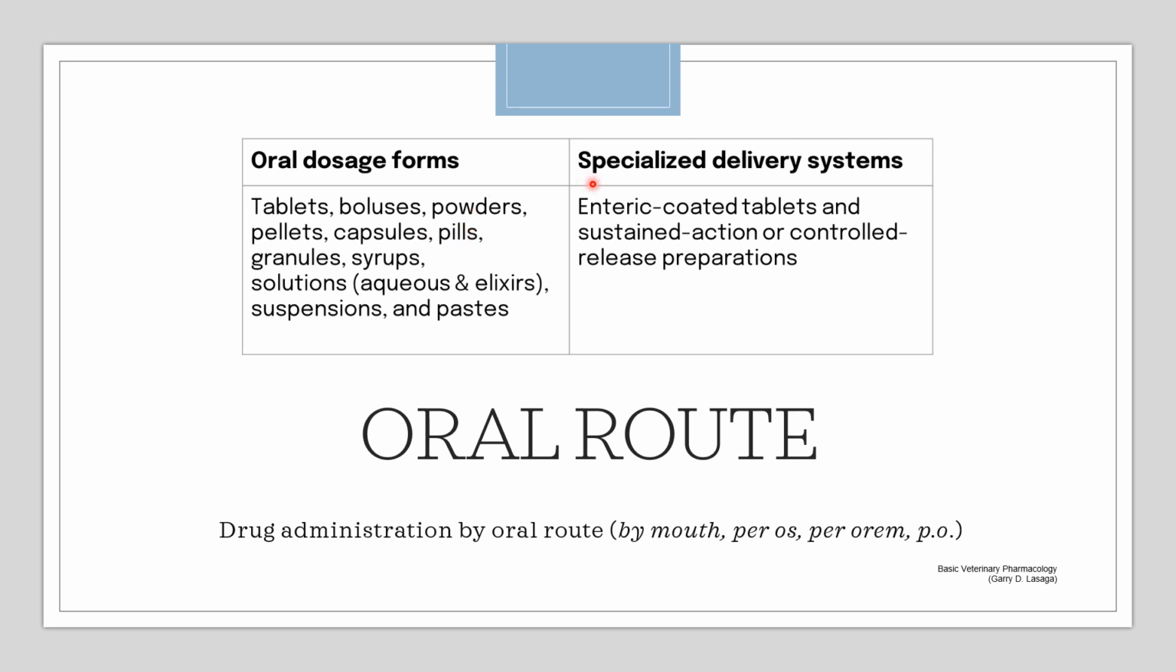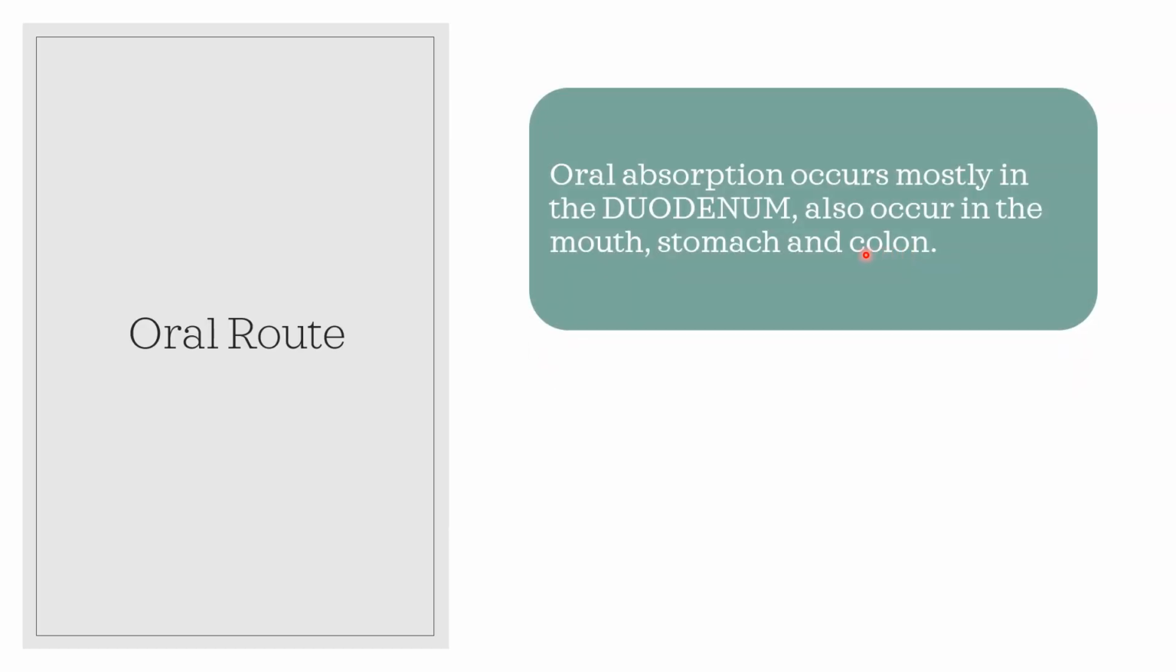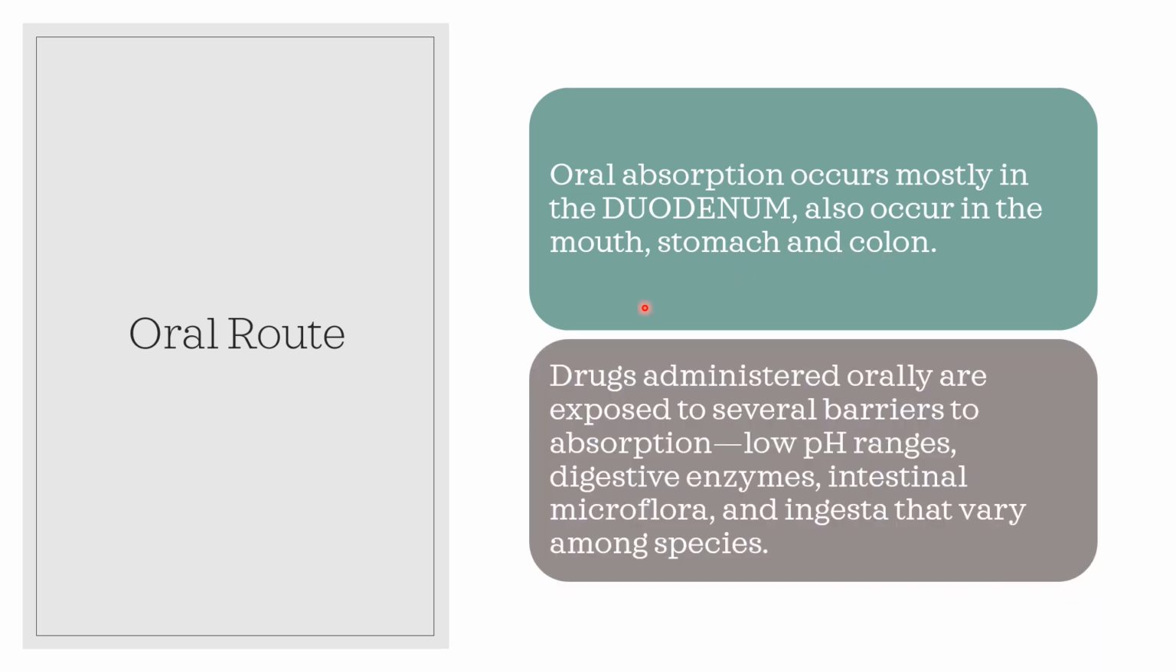And we also have specialized delivery systems in the form of enteric-coated tablets and sustained action or controlled release preparations. Oral absorption occurs mostly in the duodenum, also occurs in the mouth, stomach, and the colon, depending on the species. Drugs that are administered orally are exposed to several barriers to absorption.